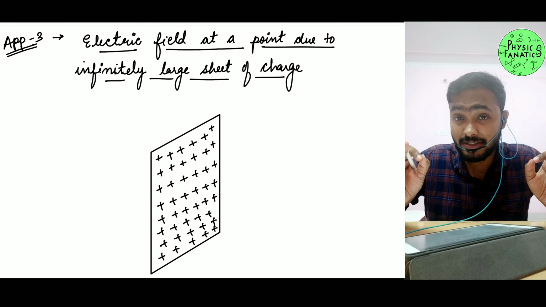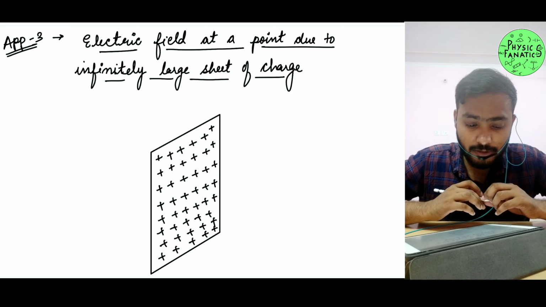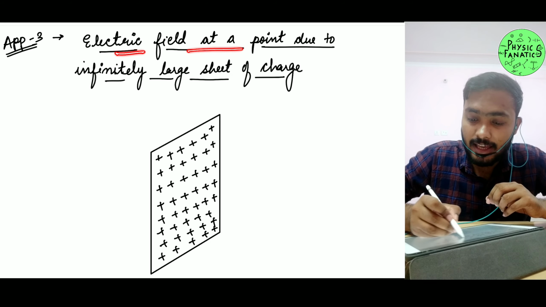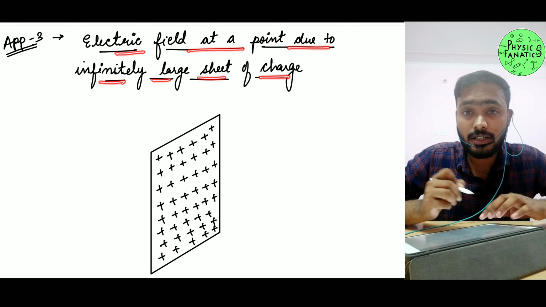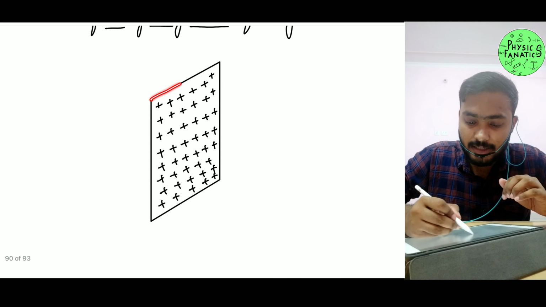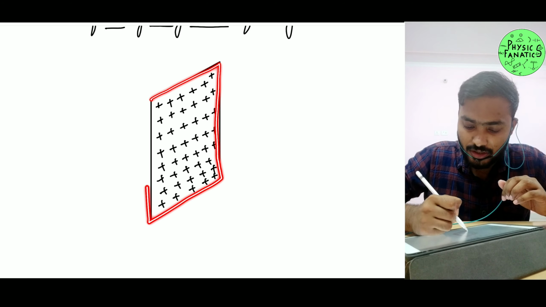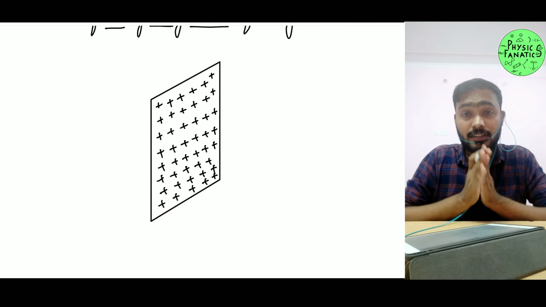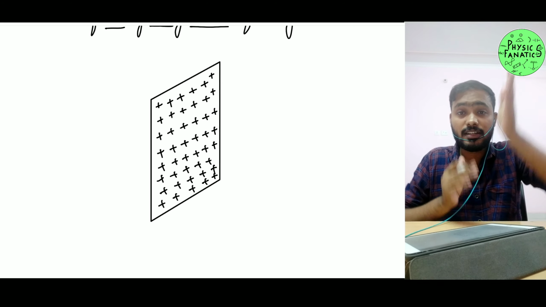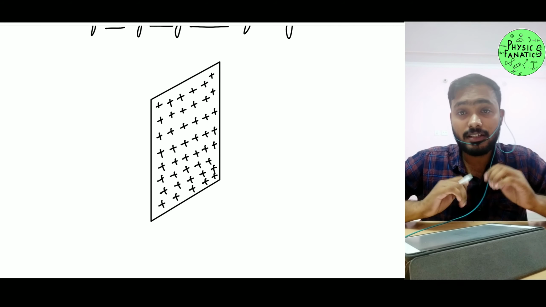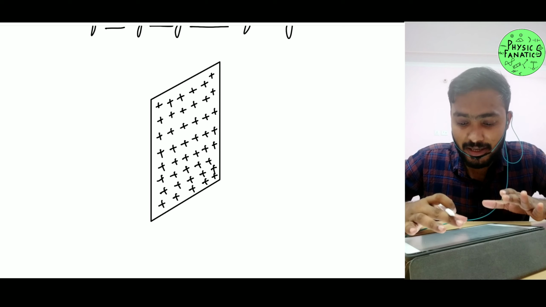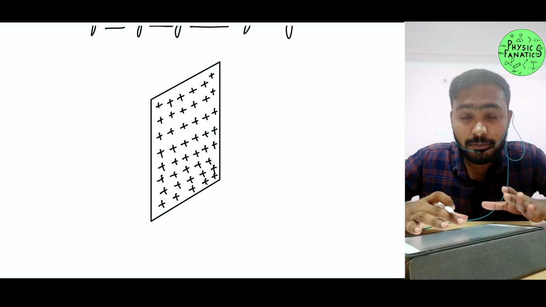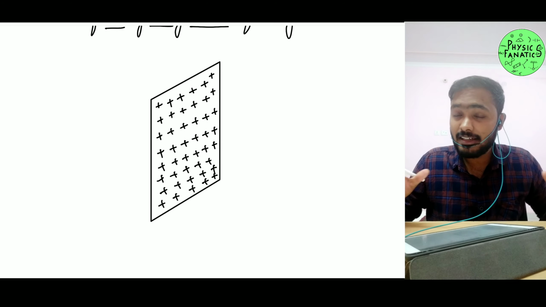The third application of Gauss law is the electric field at a point due to an infinitely large sheet of charge. So you guys can see this time I have a sheet of charge, and this is infinitely large. It is very large in this direction and also in this direction. In my whiteboard it is finite, but you have to assume it's infinitely large.